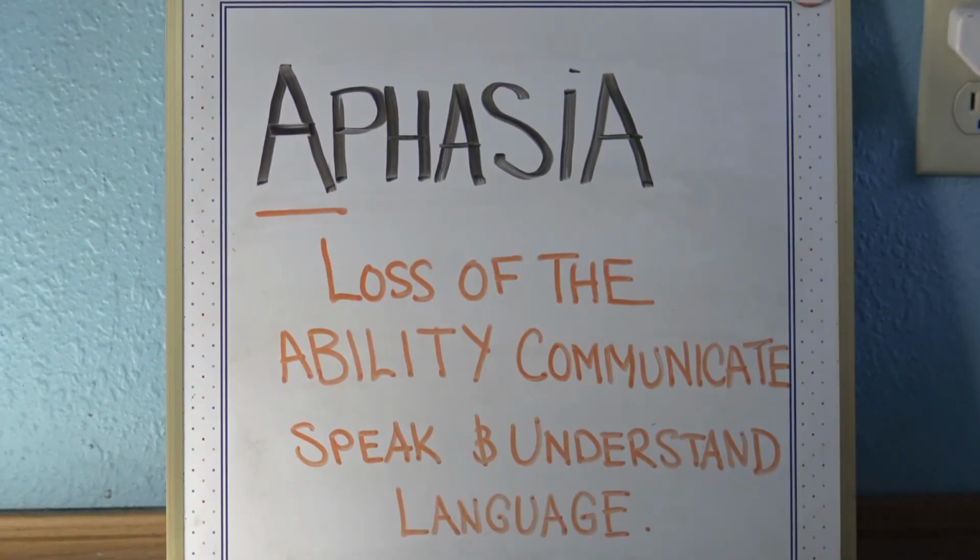Aphasia. Aphasia with an A. So A for me means absence of. So the loss of the ability to communicate, speak, and understand language. It's a condition that robs you of the ability to communicate, and it can affect your ability to speak, write, and understand language. Aphasia, the absence of communication.